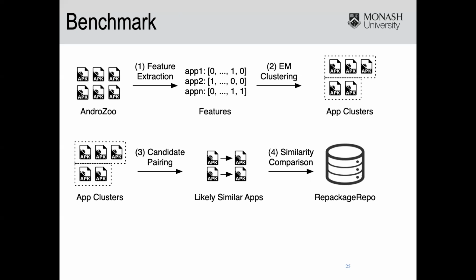Then for each app cluster, we pair apps to make likely similar apps, so that a pair of apps are from the same cluster. But in our manual investigation, we found that those apps, although from the same cluster, may not necessarily be repackaged ones. So we introduce another step called similarity comparison. We compare each pair of apps to ensure that they are very similar to each other. So we put them into the repackaged repository.